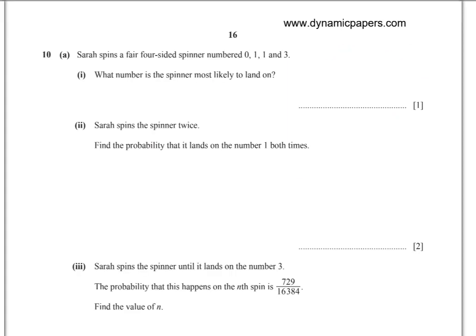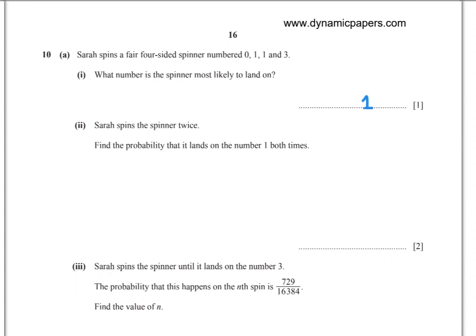Number 10. Sarah spins a fair four-sided spinner numbered 0, 1, 1, 3. What number is the spinner most likely to land on? Number 1, because it is repeated twice. Sarah spins the spinner twice. Find the probability that it lands on number 1 both times.